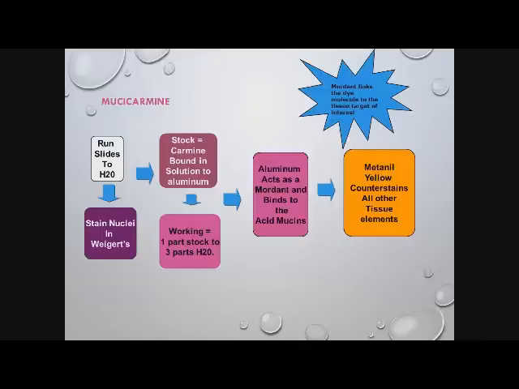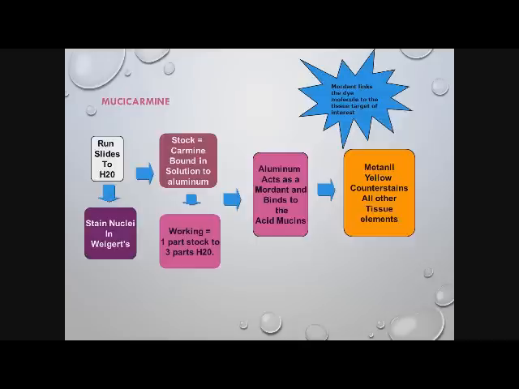One thing I want to say about this, if you notice there, first of all, obviously we stain the nuclei in Weigert's, and we go get our stock carmine, and we do a working solution, 1 part of stock to 3 parts water. Have any of you ever become frustrated with mucicarmine solution and just put it right into the stock carmine?